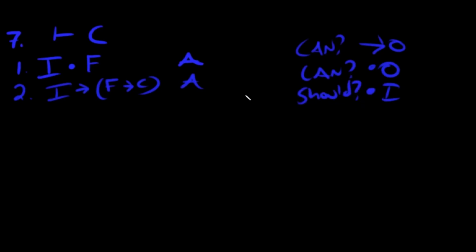Let's do it. So first of all, do we have an arrow not in parentheses? Yes, we do. Right there. Do we have a left side match? Do we have I by itself? Oh, we have an I here. Is it by itself? No.